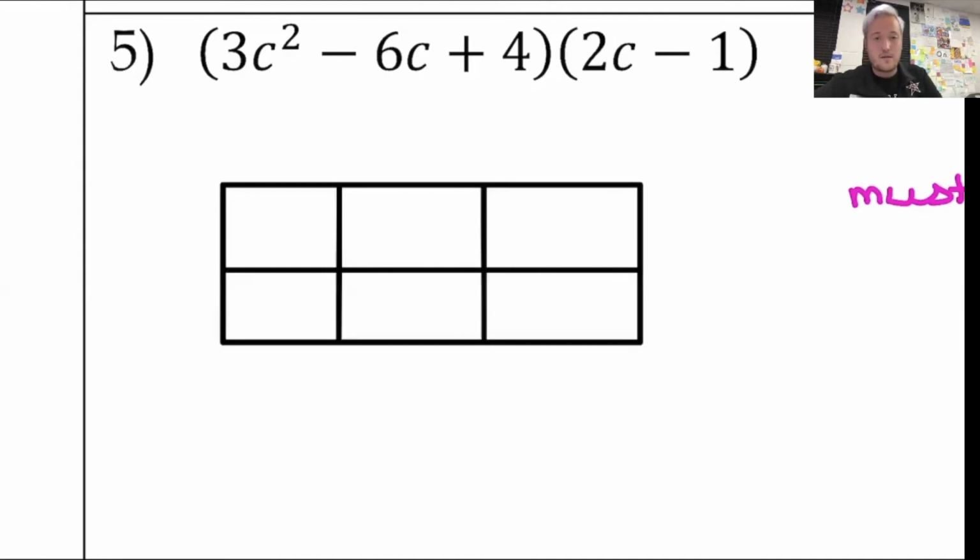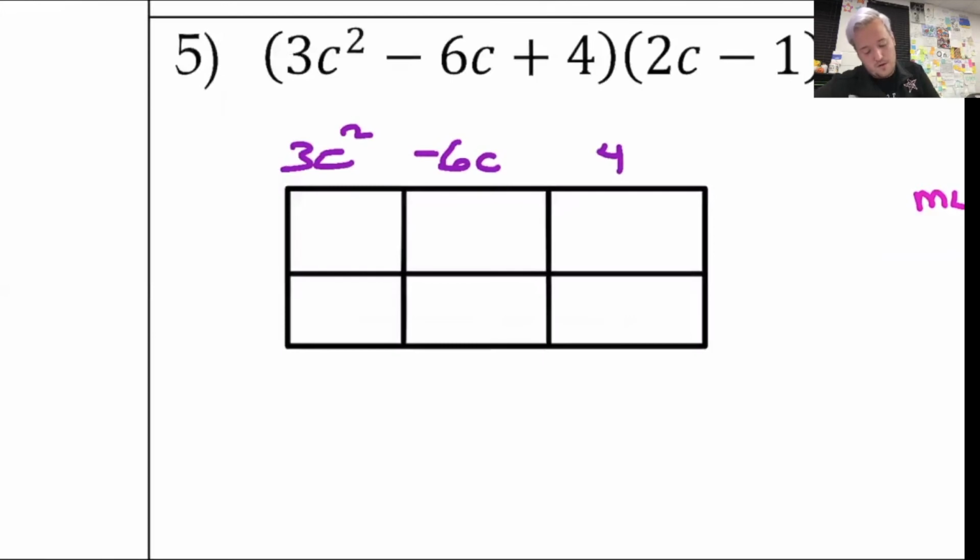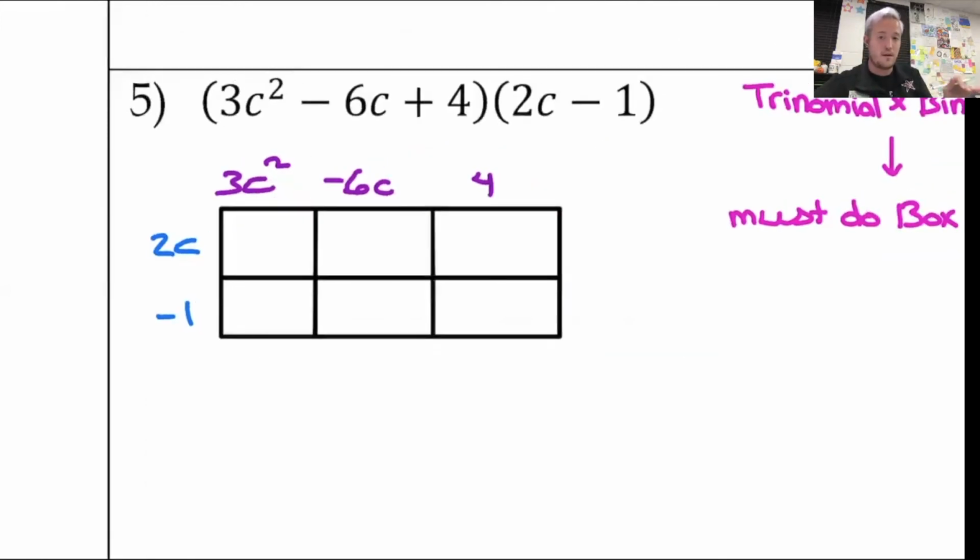So I'm going to write my trinomial across the top. So I have 3c squared minus 6c plus 4. And across the left side, I will have 2c minus 1. So it's the same idea. You go up and left to figure out what the term's going to be.